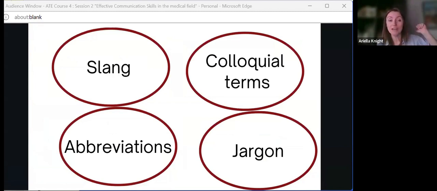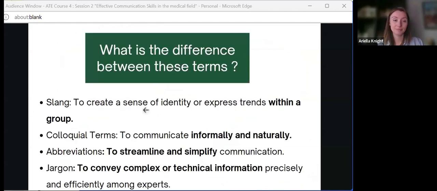We have slang, we have colloquial terms, we have abbreviations, and we have jargon. First, let's define these. Okay, slang. What do we use slang for? Generally, slang is specific to a certain group, a certain subset, a certain region, and it's often used to express identity. So you might find yourself in a hospital having a sort of slang with the team. But usually we use slang more to talk about regional dialects, ways of shortening words, or other kinds of fun language play.